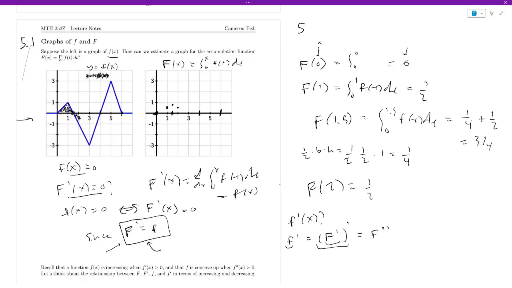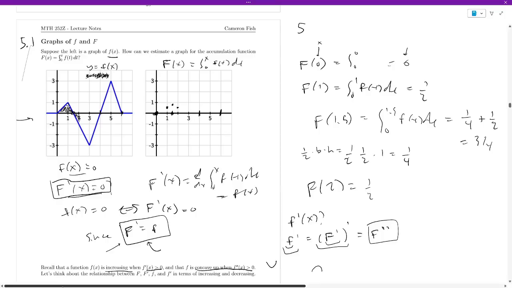So if I'm interested in what the derivative of my graph on the right looks like, I just have to look at little f. If I'm interested in what the second derivative of my graph looks like, I just have to look at little f prime. That's helpful for graphing because a function is called concave up when its second derivative is positive, which means it looks like this. It's concave down if its second derivative is negative, and it looks like that. I know a function is increasing if its derivative is positive. So we can relate the graph of big F to the graph of little f.